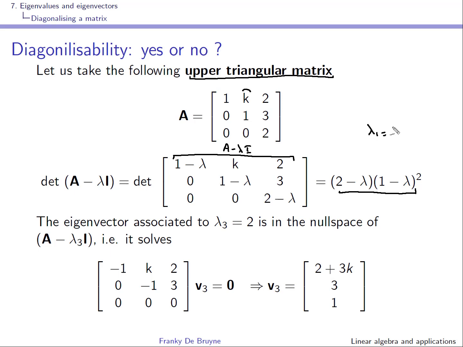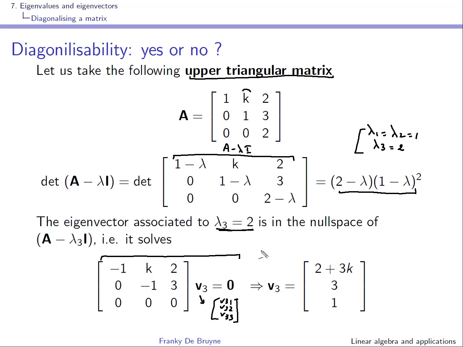Lambda 1 is equal to lambda 2 is equal to 1, and there is the third eigenvalue that is 2. Okay, so let's just have a look at the eigenvector associated to lambda 3 is equal to 2, and we have to solve this equation over here. So v3 here is v31, v32, and v33. So what we have done over here is simply impose that v33 is 1.